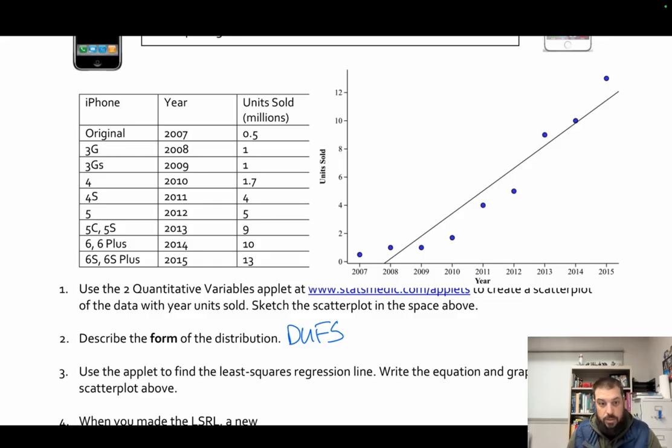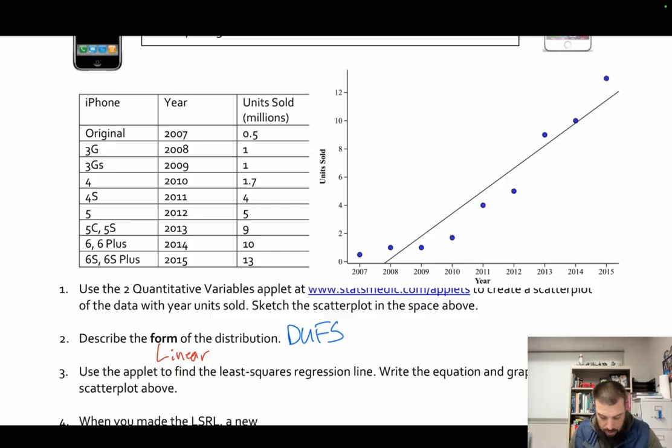All right, so D is direction, U is unusual features. Are there any clusters or gaps? Form, right? Is it linear or non-linear? And then S is strength. Okay, so we're just looking at form. So in this case, this does look linear. All right, got a line there, decently fitted to that scatter plot.